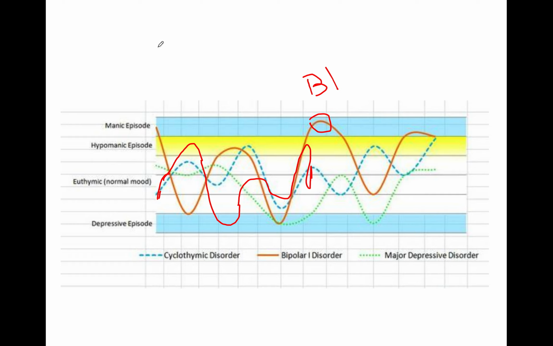And then if you wanted to see a graph of dysthymia, it would be someone who, they're down here for a long time. And maybe they have this and they go into depression, but they have a low mood for a very long period of time.